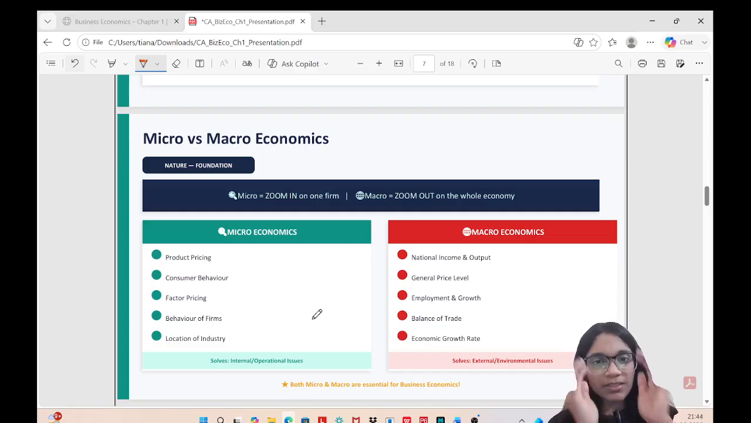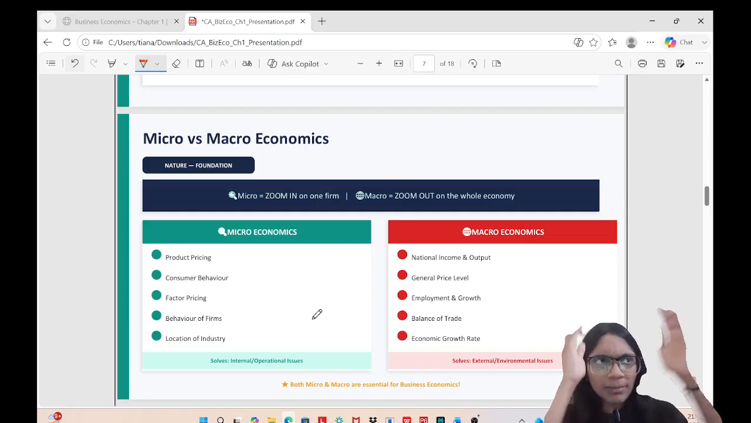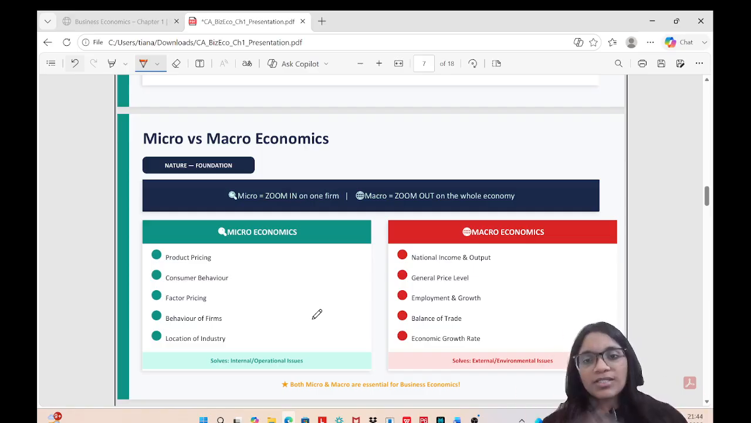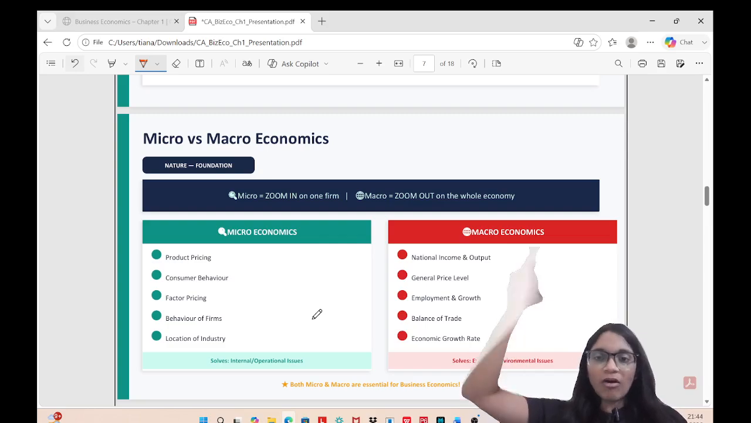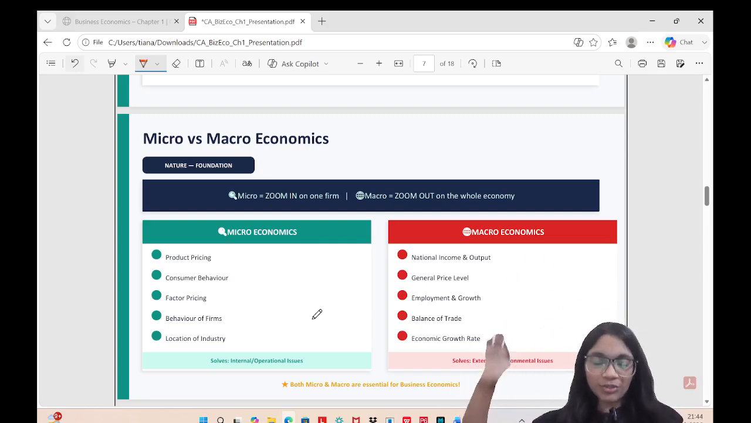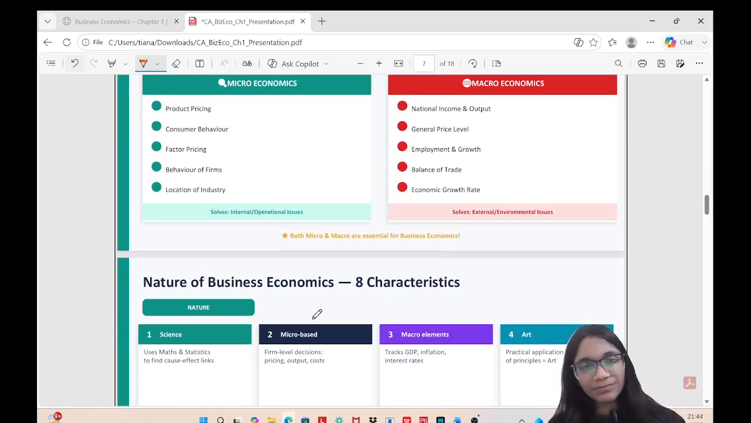Microeconomics, for example, is like a zoom in on one firm. You only see one thing: one industry, one pricing, consumer behavior, factor pricing, behavior of firms, one location of industry, one particular thing. But macro is like national income or output. It's like zooming out to see the whole economy: general price levels, economic growth, balance of trade, fiscal policies, economic growth rate, unemployment, everything. These are the macro level.